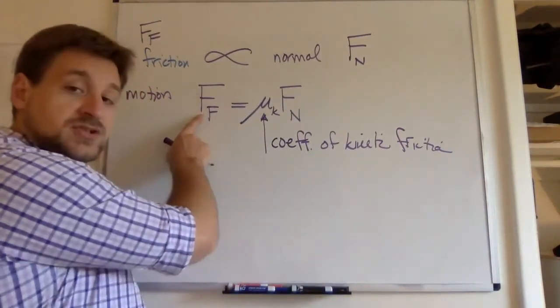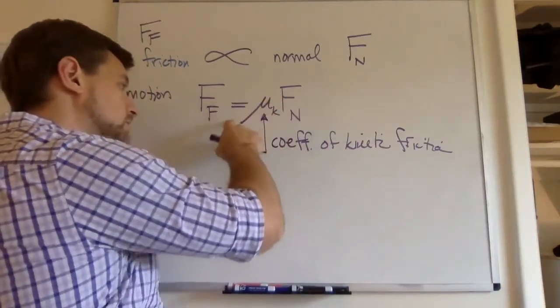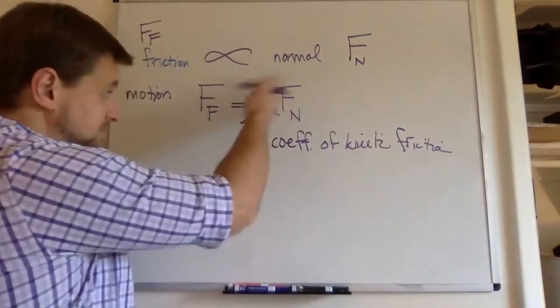This side has the dimension of force. This side has the dimension of force. So mu, the coefficient, must be dimensionless. Otherwise, we'd have something else on the right-hand side.